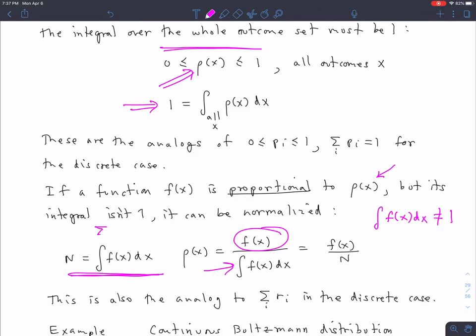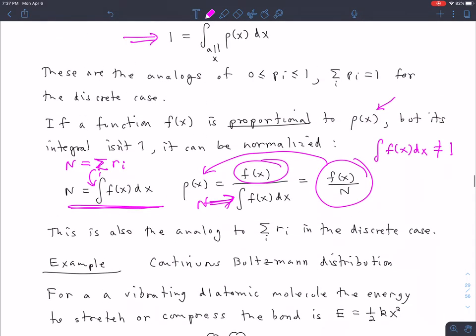For the discrete case, it was this. It was the sum of all the r sub i's. That was the normalization factor. Well, now we've got a continuum, so instead of a sum, we've got an integral, but otherwise it's the same thing. And so my normalization factor here is just the integral of my trial f of x over all the possible outcomes. And so this guy, the f of x divided by the normalization factor, is a proper probability density.